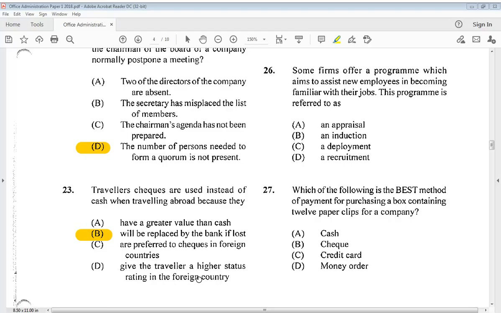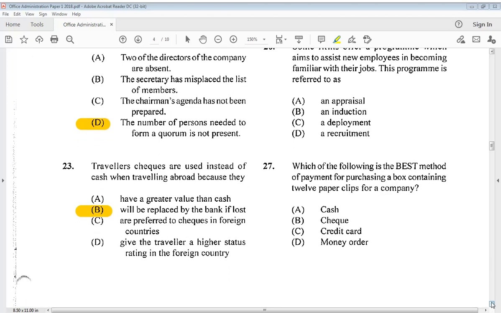And a traveler's check does not give a traveler high status rating. It does not. Neither C would have been out. Let's go to number 24.